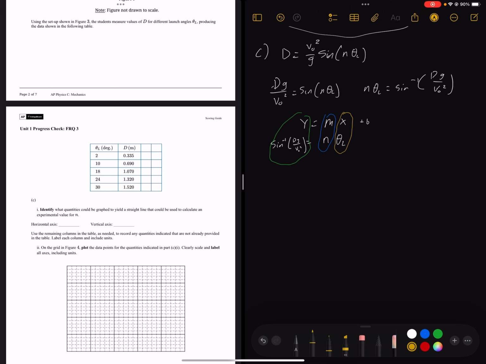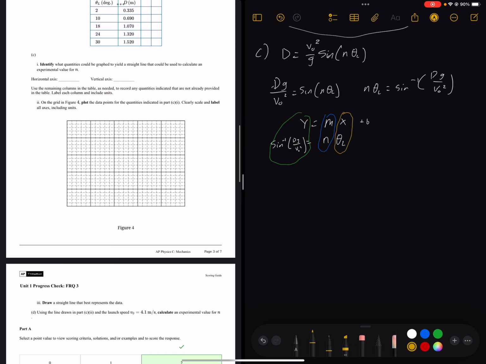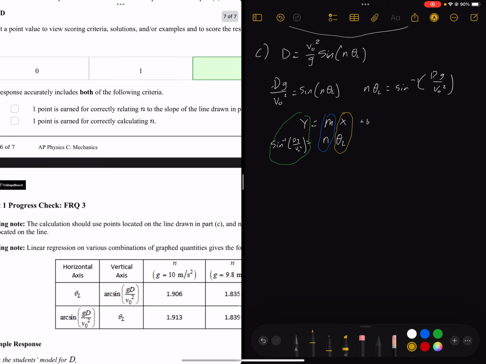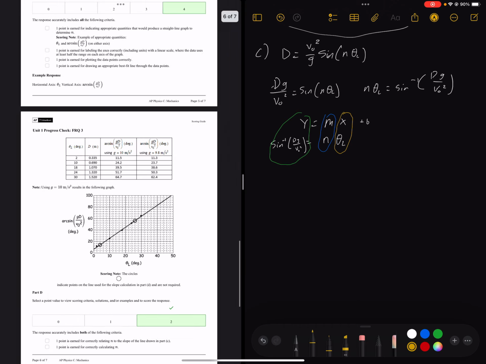Let's see here. What else are they going to ask for? Now this is where it gets kind of annoying. You have to actually plot the data, which means you actually perform the calculations. So here I have 5 sets of data, 5 data points. So you're going to have to actually do the inverse sine of dg over v naught squared, where v naught is equal to 4.1. I'm just going to look at the scoring guidelines to show you what the graph could look like.